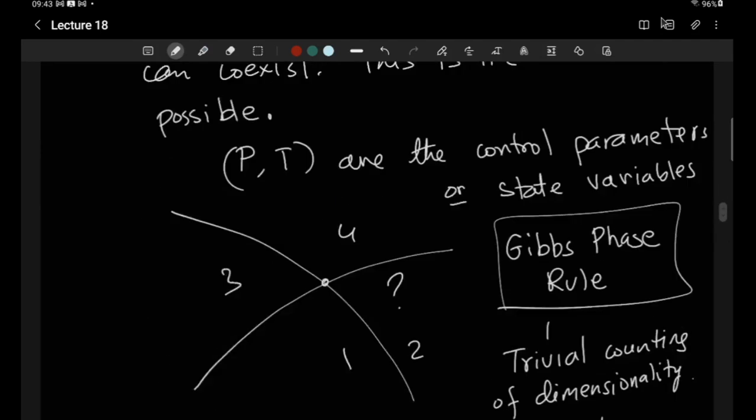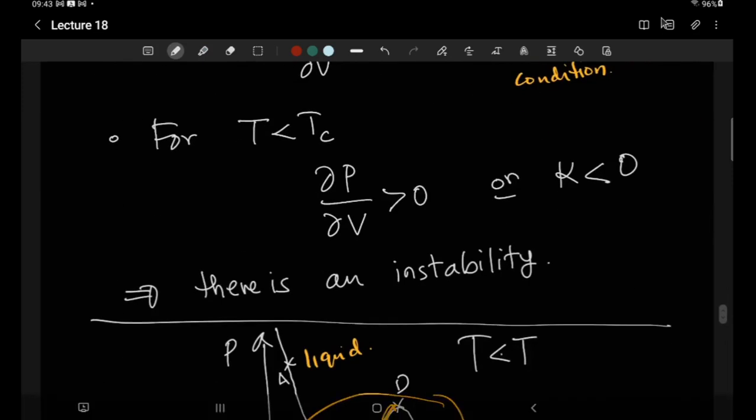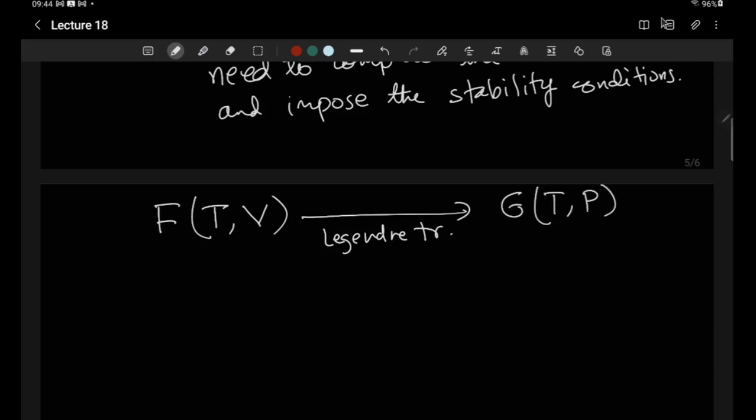So P, see here, a correct way of saying it is T and V are the state variables, right? T and V are the state variables. So we have to do a Legendre transform, right? And what is the pairing? Which is the pair of V? What is paired up with V, or the variable conjugate to V? Pressure, right? So then you get, I think it's called G, the Gibbs free energy or something like that. So that's what you get.